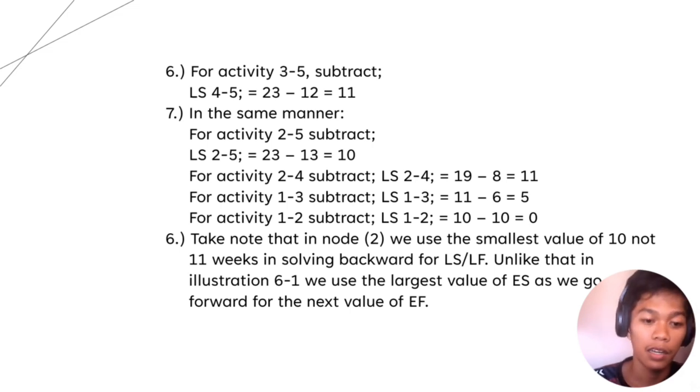So, for activity 1 to 2, subtract LS 1 to 2, again, equals 10 minus 10 equals 0. So take note that in node 2, we use the smallest value of 10, not 11 weeks. In solving backwards for LS/LF, unlike illustration 6 to 1, we use the largest value of ES as we go forward for the next value of EF.